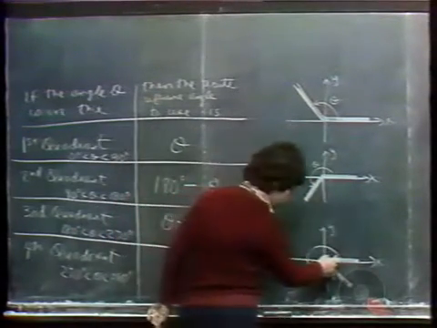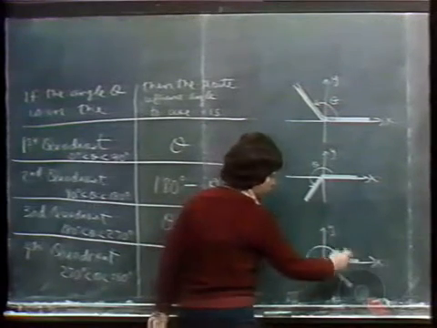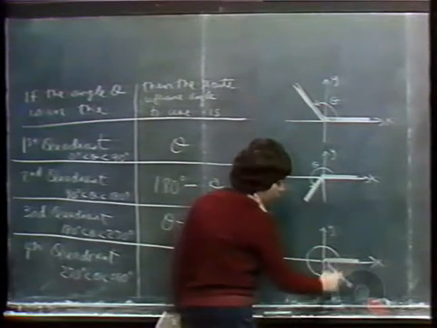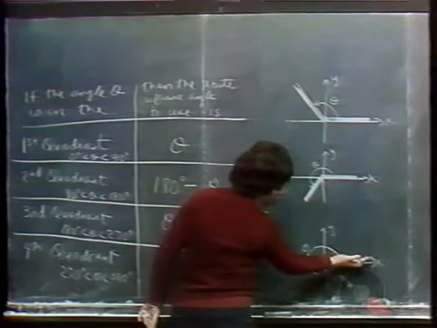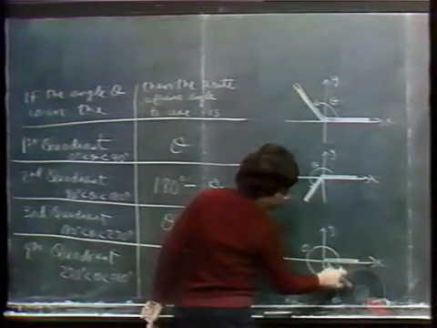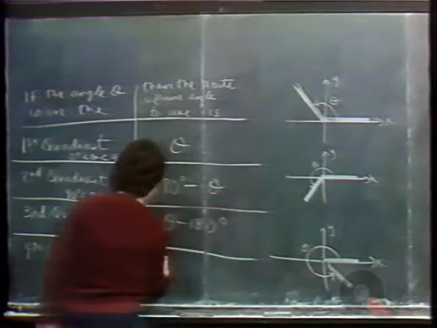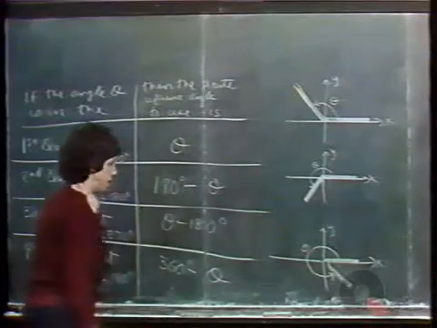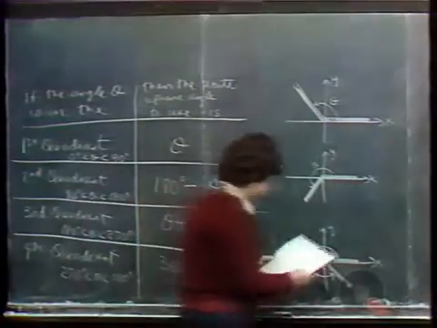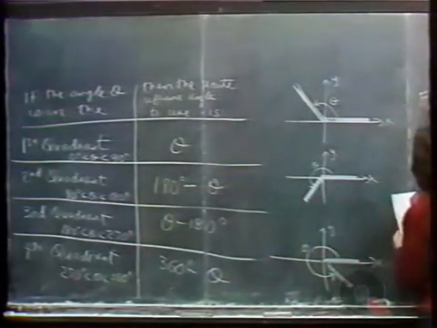If a complete rotation here would be 360 degrees, and this represents theta from here to here, then 360 degrees less theta would give us this angle in here, and that would be our acute reference angle.